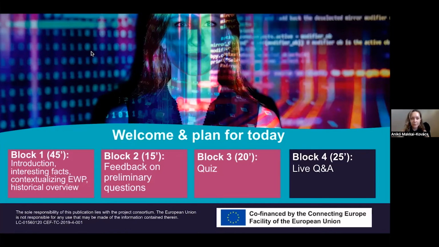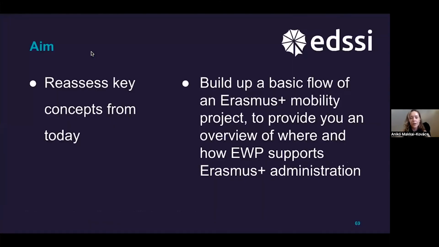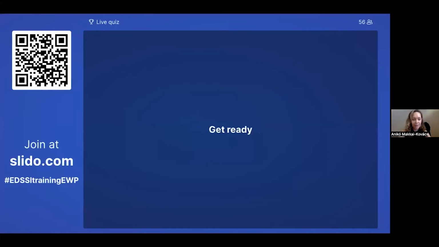an Erasmus project. So like I said, we will reassess a little bit the key concepts from today and build up this mobility project flow through the questions. So there will always be one question where you will provide the answer. And based on the answer, we are going to formulate the main step in the flow of a general mobility project. So if you are with me, let's start and hit the first question. So let's get ready and join the quiz.